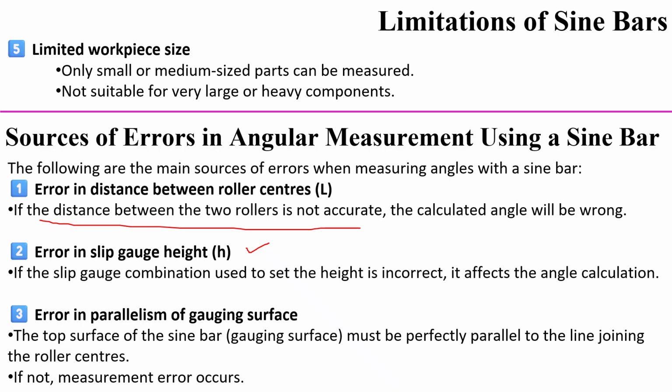Next source of error is the error in parallelism of the gauging surface. The top surface of the sine bar must be perfectly parallel to the line joining the roller centers. If it is not, measurement errors will occur.